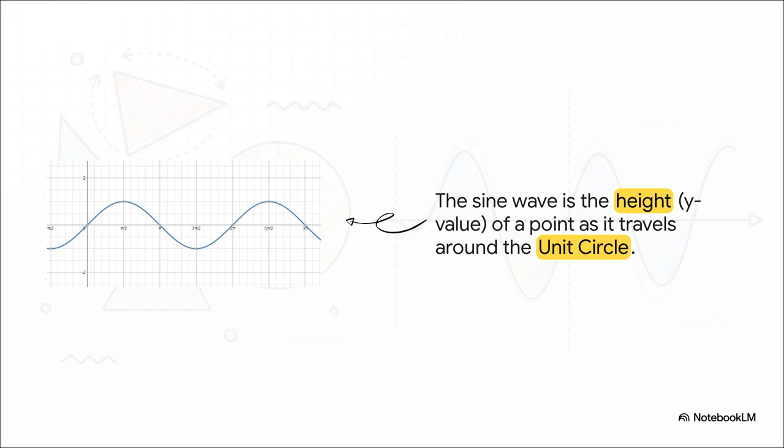And what is this beautiful curve? It's nothing more than a visual record of the triangle's height, that y value, as our point travels around the unit circle. It starts at 0, smoothly goes up to a height of 1, back down through 0 to -1, and then returns to the start. A perfect, endlessly repeating wave, all from a simple spinning triangle.